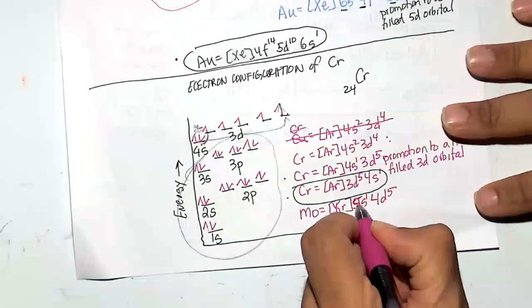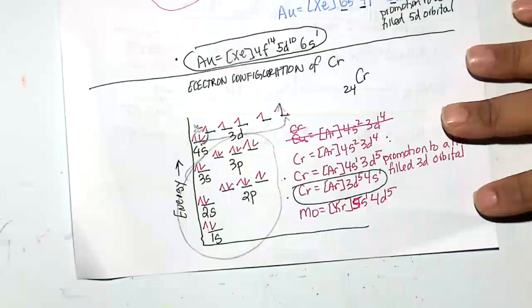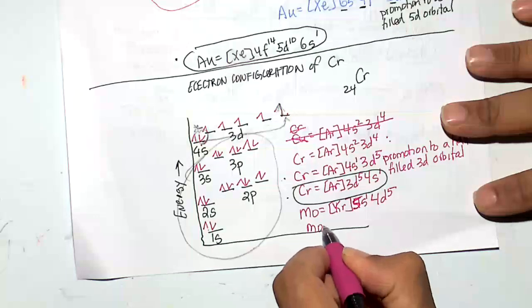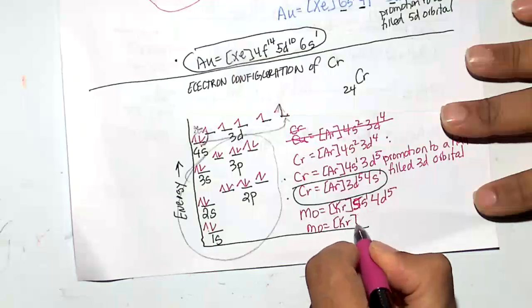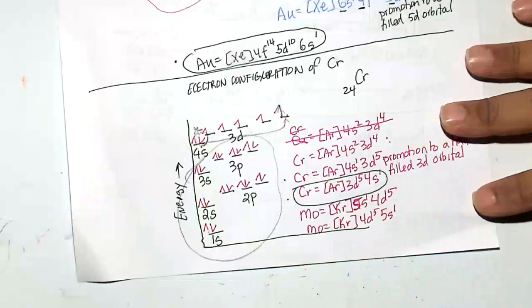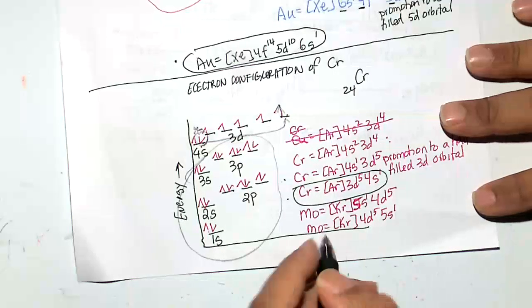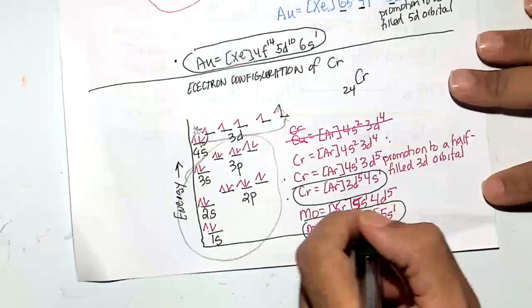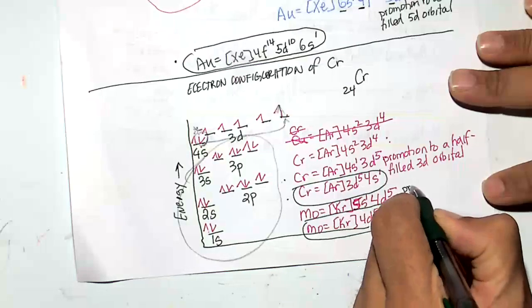So it's krypton 5s1 4d5. Or you can write it in the order of the principal quantum number. So this is a promotion to a half-filled 4d orbital.